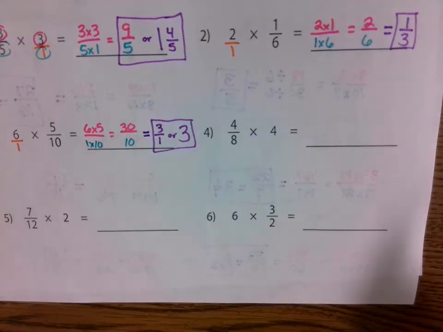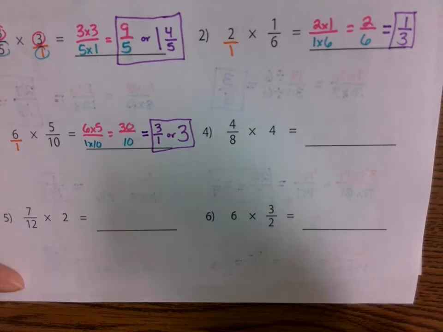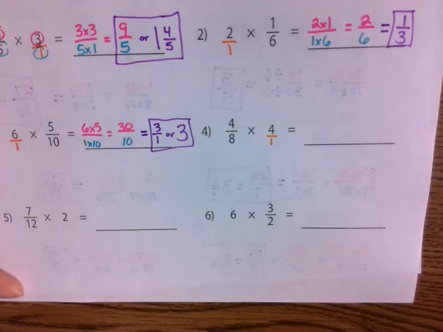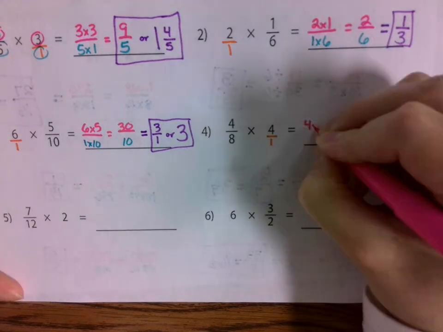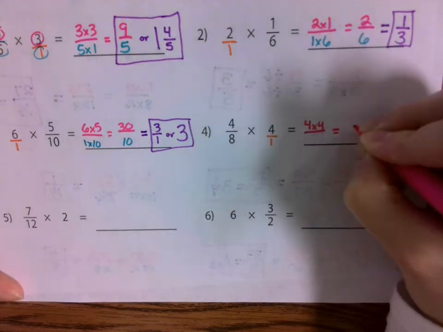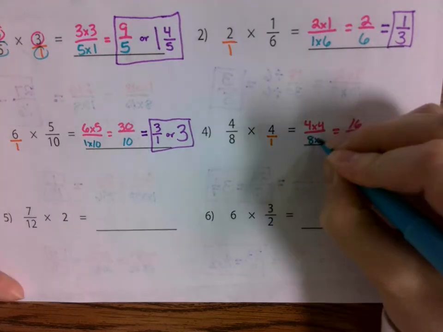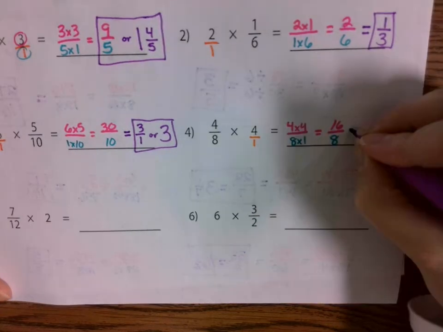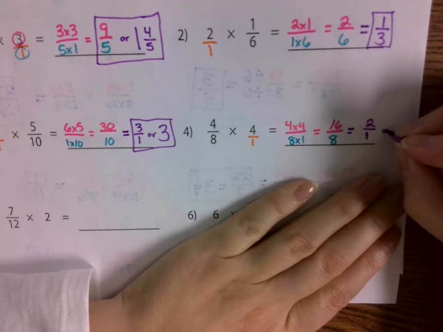Okay, let's take a look at problem number 4. We have 4 over 8 times 4, which is going to become 4 over 1. 4 times 4 is going to come out to 16. And then 8 times 1 is going to come out to 8. And 16 over 8 simplifies to 2 over 1, or just 2.